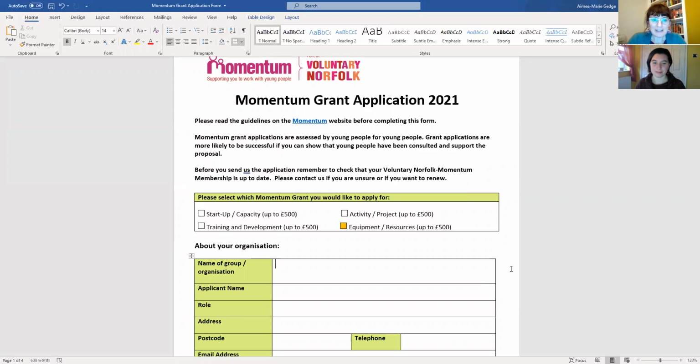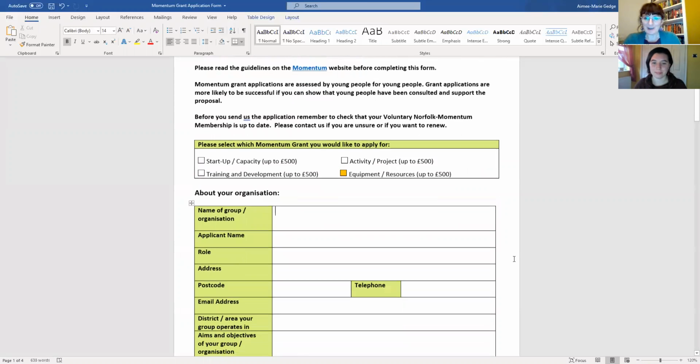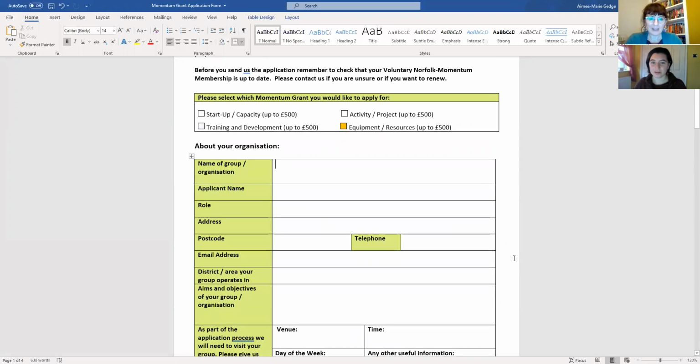Okay, if we go down to the next bit, Amy, do you want to start completing? Just on the activity project, am I right in thinking that trips would count under that as well? So if you wanted to do a day trip out to the beach or something like that, that would be a project grant. Yeah, a trip, absolutely.